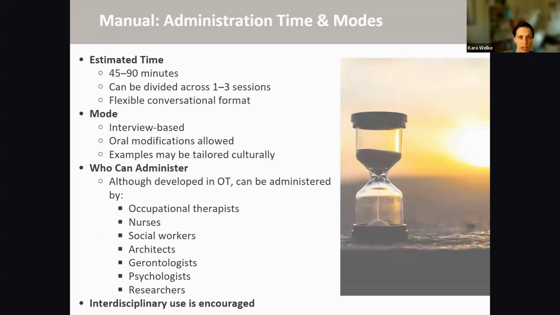It takes about 45 to 90 minutes. It really depends on the individual. I mean, you can even complete it in less than 45 minutes. You can divide it across sections. I know some people have asked, how do you tie it into your intervention or your evaluation component when you're already doing a variety of things? But again, it's one other tool for your toolbox.